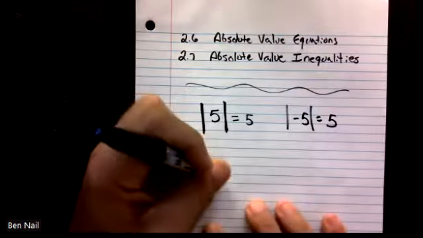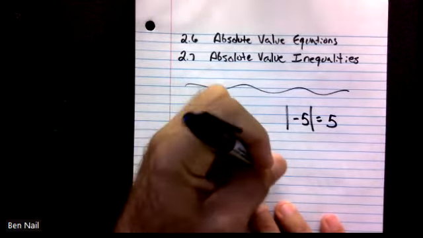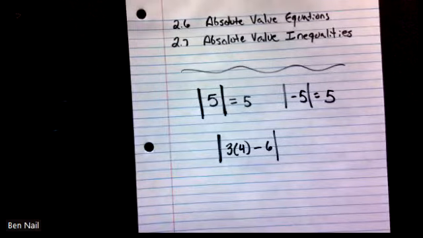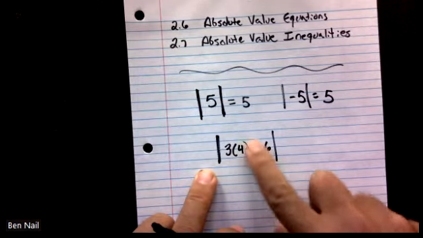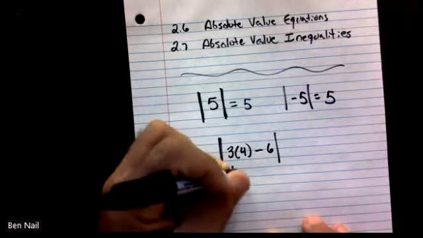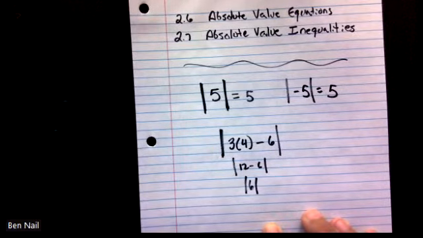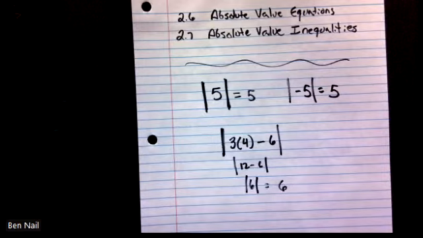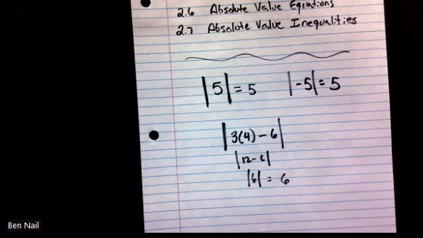Now, where this gets a little bit tricky is if you're doing some sort of computation. If we had something like the absolute value of 3 times 4 minus 6, the absolute value doesn't make that 6 a positive. It takes whatever this whole value is and makes it positive. So if we follow our order of operations, 3 times 4 is 12. 12 minus 6 is 6. Then it takes that and makes it positive. So absolute value takes whatever is inside, once you work it out, and makes that value positive.